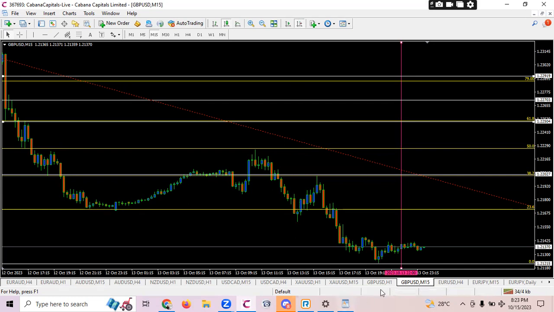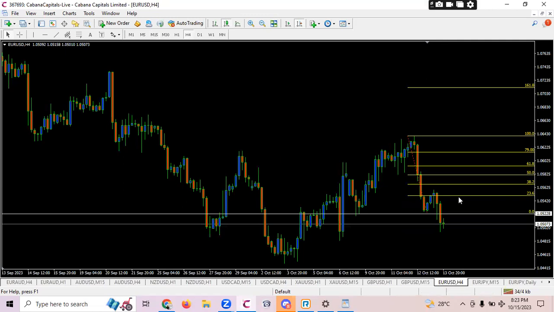The next pair is Euro USD. What do we have on Euro USD? Euro USD, as you know, is positively correlated with GBP USD.